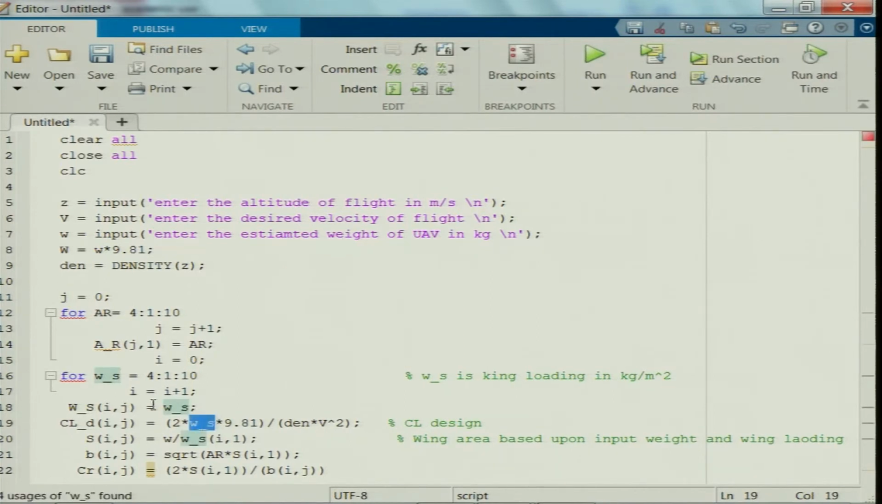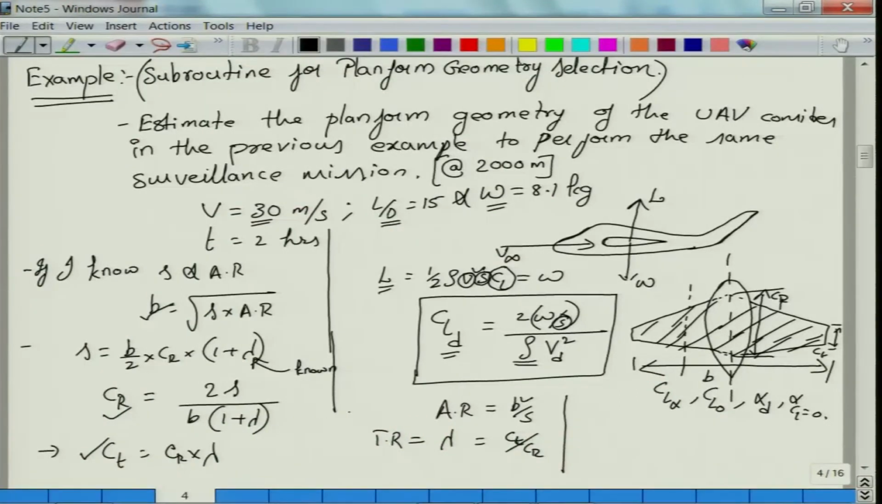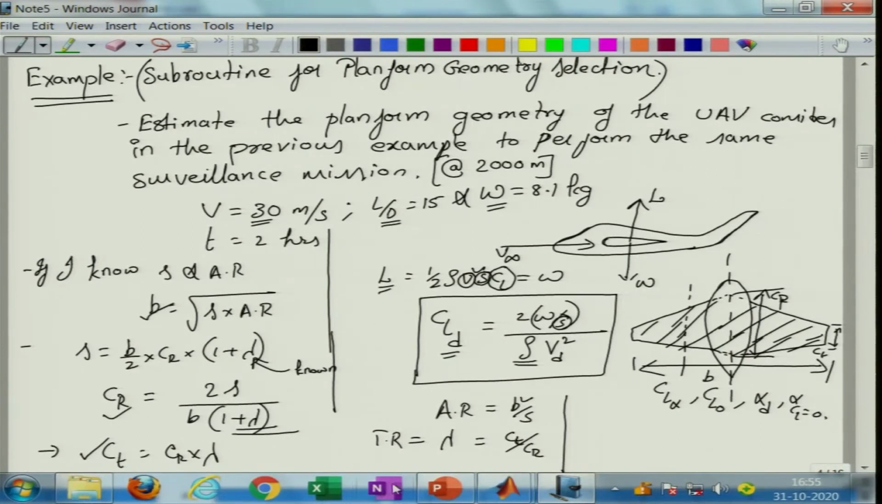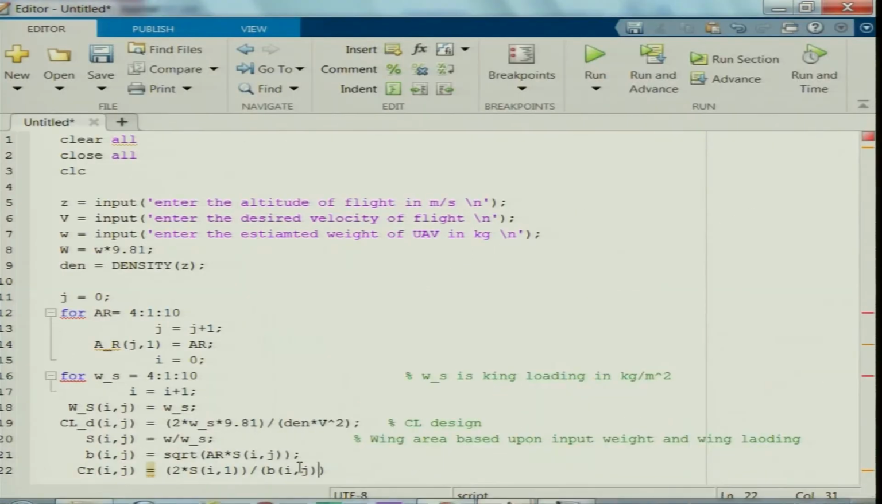So, I am using this wing loading for a particular j, and this keeps increasing from 4 to 10, right. So, to calculate CL design and then S, span, root chord. Root chord requires an input here, right, lambda is an input here, 2S upon b times (1 plus lambda). So, lambda is taper ratio, let us say lambda is taper ratio TR. Okay. So, I am not considering taking another iteration, like another loop here, for taper ratio.